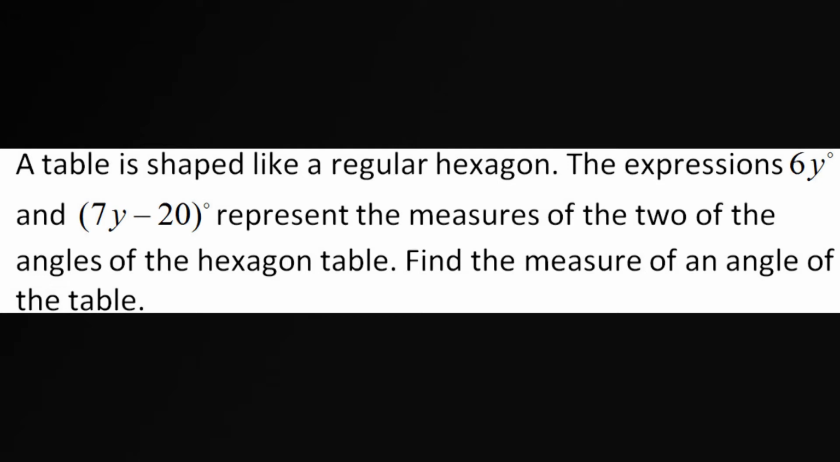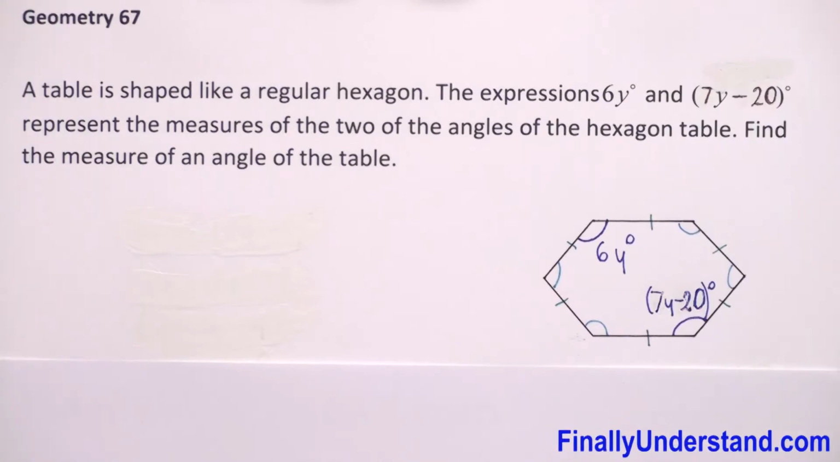A table is shaped like a regular hexagon. The expressions 6y degrees and 7y minus 20 degrees represent the measures of two of the angles of the hexagon table. Find the measure of the angle of the table.